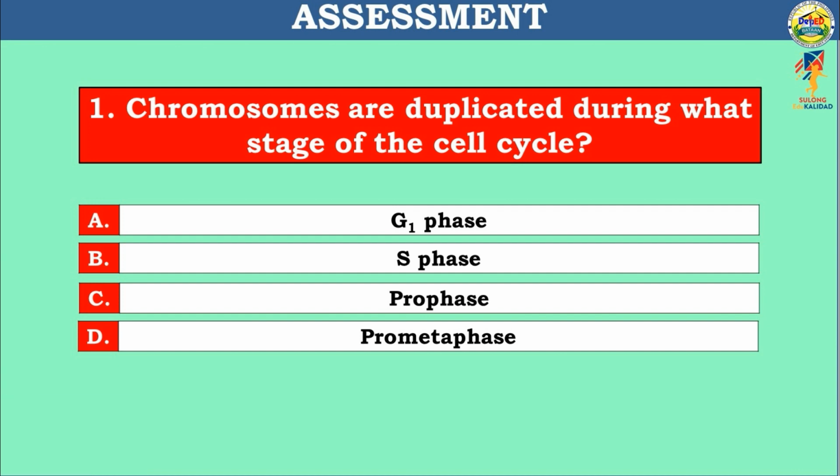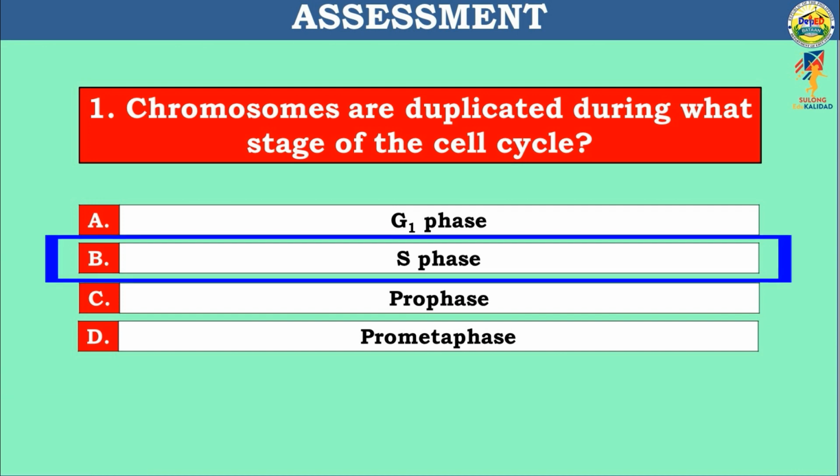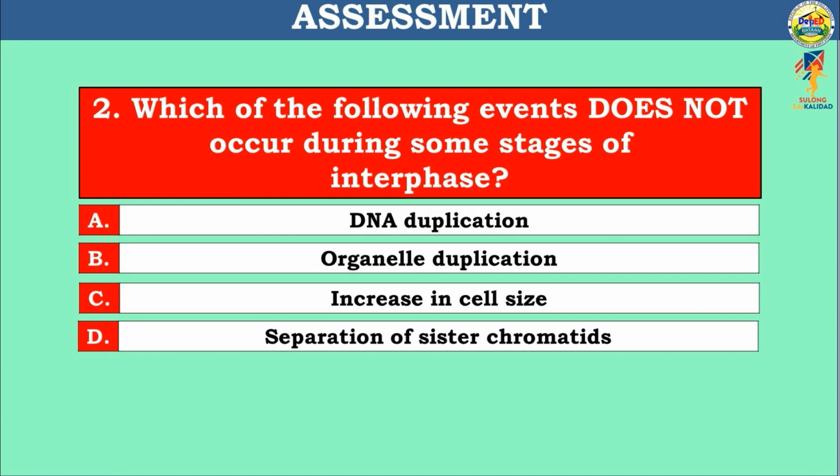The correct answer for question number 1 is letter B, S phase. Question number 2, which of the following events does not occur during some stages of interphase? Letter A, DNA duplication. Letter B, organelle duplication. Letter C, increase in cell size. Letter D, separation of sister chromatids.